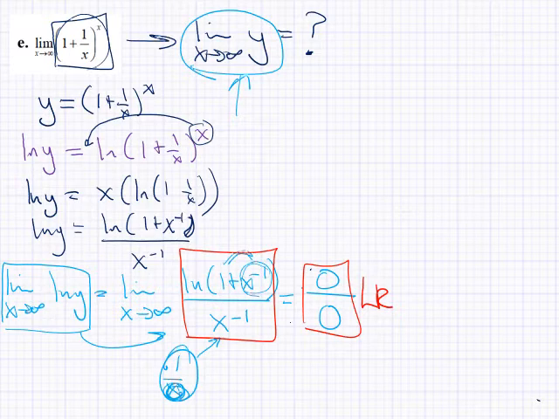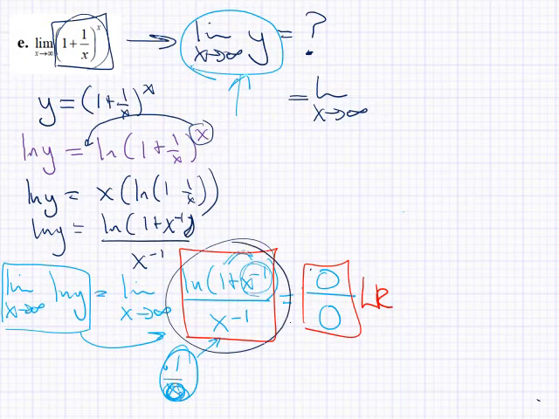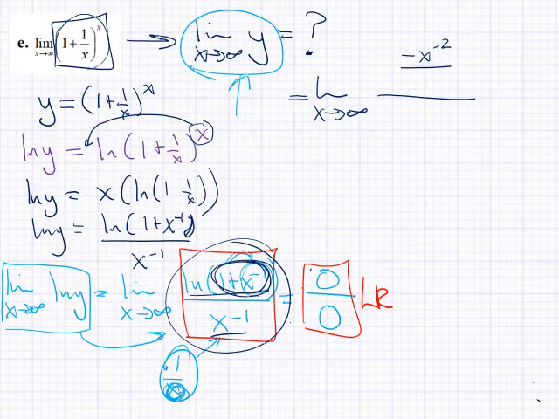So what are we going to do? In order to do the limit as x approaches infinity of this, we're going to take the derivative of the numerator and the derivative of the denominator. Now the numerator is a log, so we've got to use our log rule, which is u prime over u. So the derivative of this divided by this, what would that be? It would be negative x to the negative 2 over 1 plus x to the negative 1.